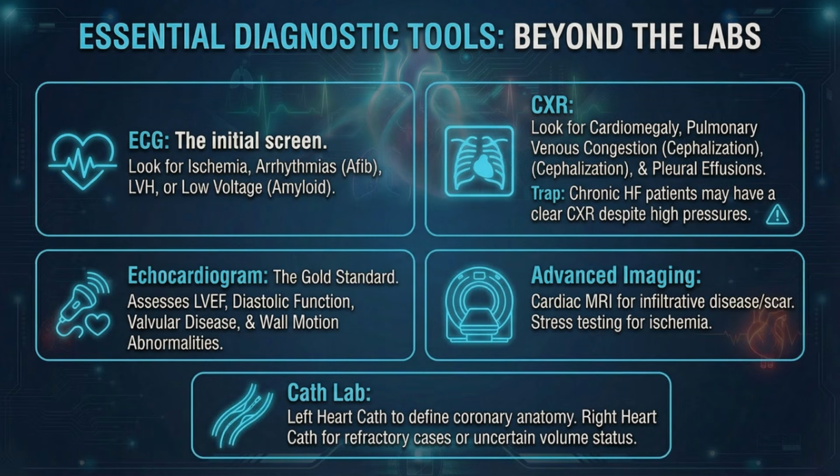Next, the chest X-ray. Look for an enlarged heart, pulmonary venous congestion, and pleural effusions. But be aware of a common trap. Patients with chronic heart failure may have a surprisingly clear chest X-ray despite being very congested. The gold standard imaging test is the echocardiogram.